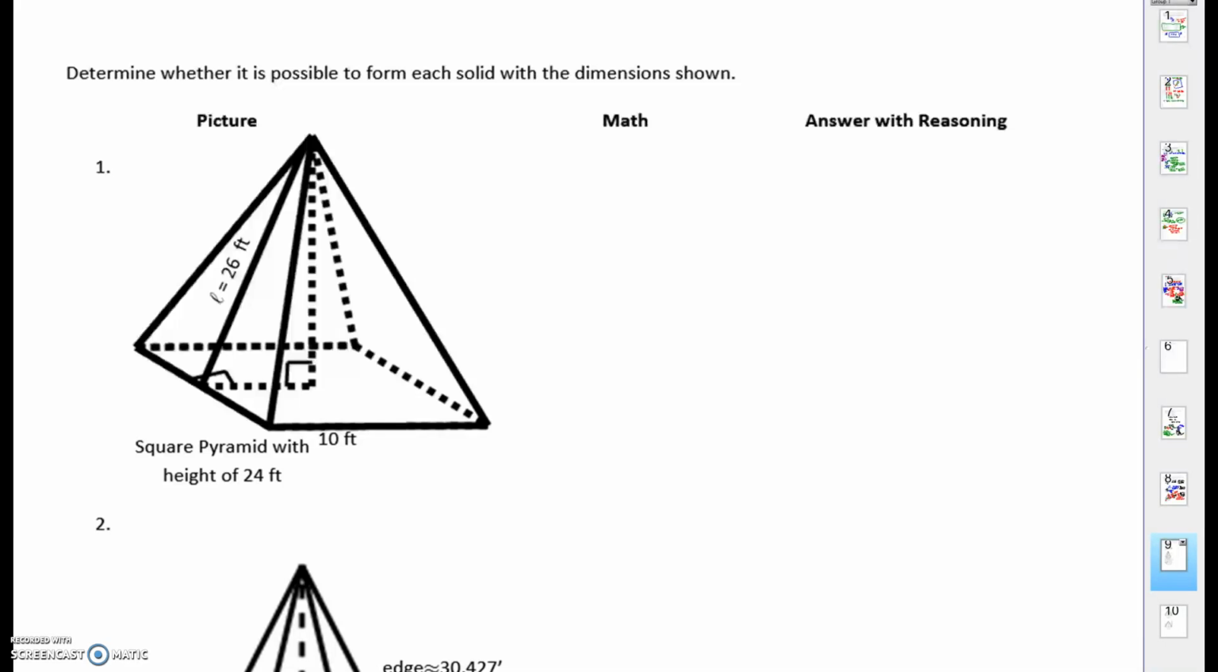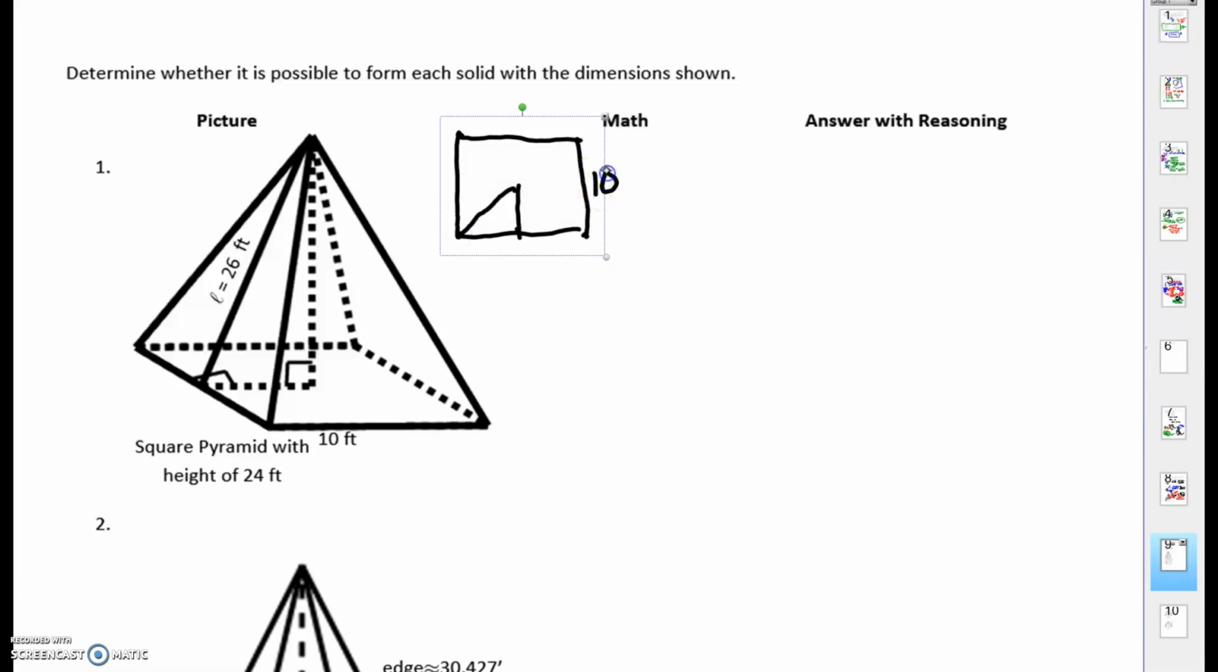Okay, here we go. This is a square pyramid with a height of 24 feet, and our side lengths are each 10 feet. It looks like we've got a slant height of 26 feet. Now, before we get started, I want to make sure that I know what my apothem and radius are, because I'm going to need those for more calculations here, right? It's a pyramid, and so all these things matter.